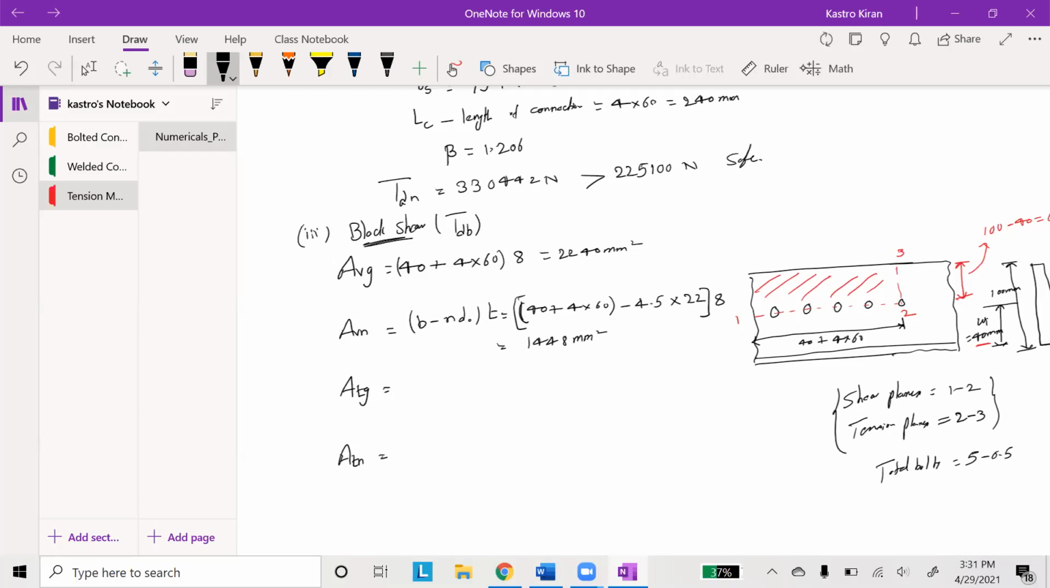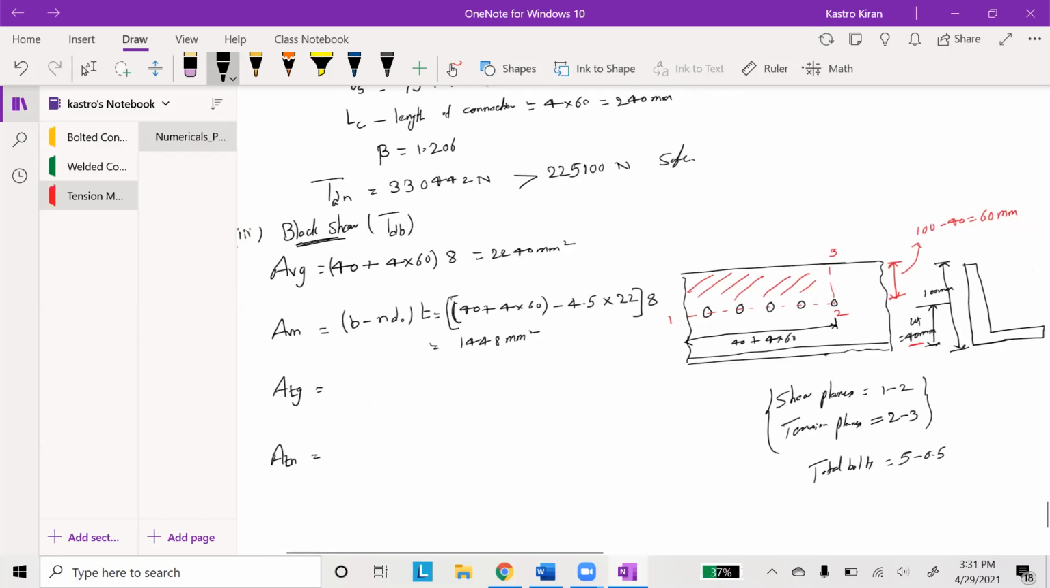Now let's look at the gross area in tension. We know the tension plane is 2 and 3. This is the tension plane. What is this width? It is 60 mm. So the tension plane width is 60 mm. 60 into the thickness of the angle section, that is 8. Okay, gross area in tension, 60 into thickness of angle section, that will give you 480 mm square.